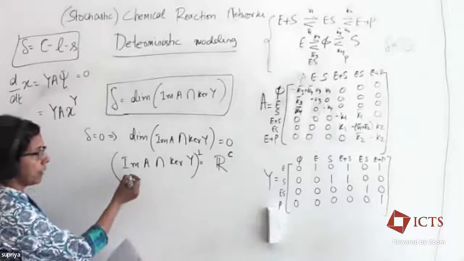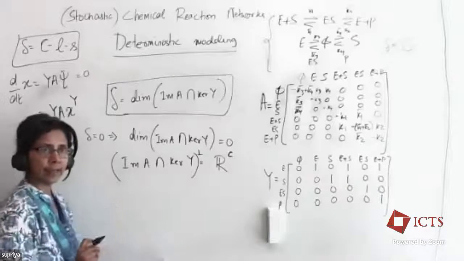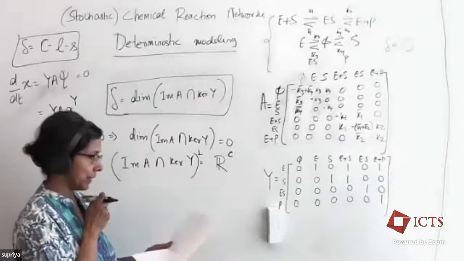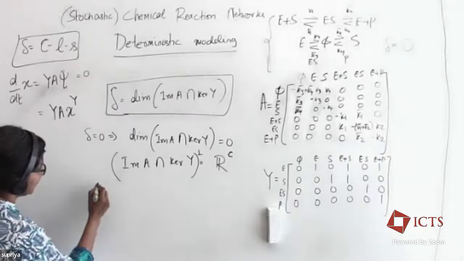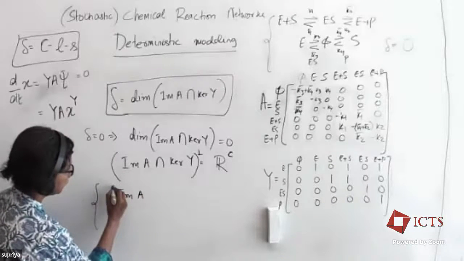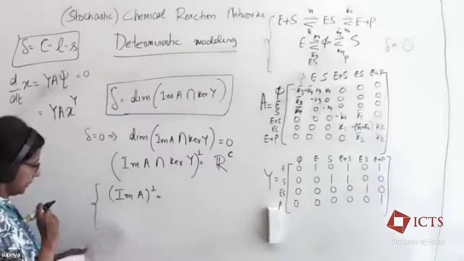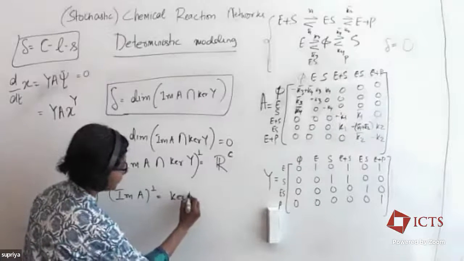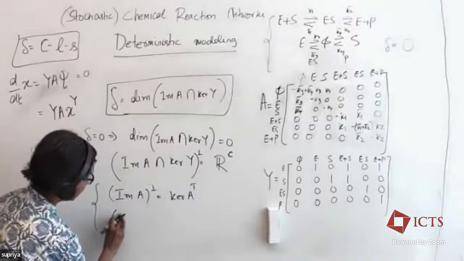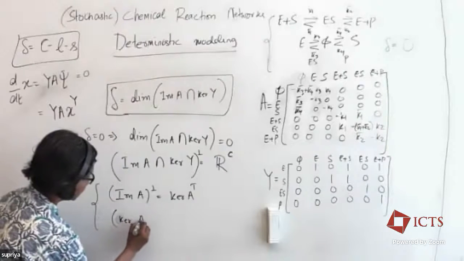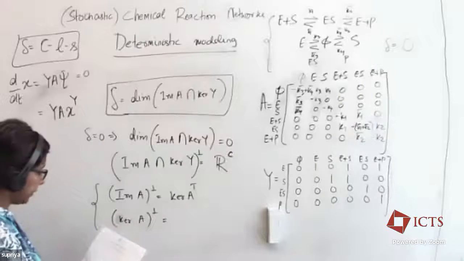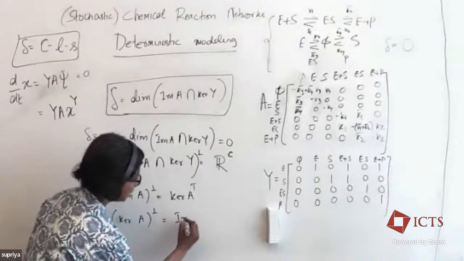Now we have to understand a bit more what's going on here. It's one of those things that's a bit hard, so you just have to stare at it a while to get used to this kind of thing. Namely, image of A orthogonal is equal to the kernel of A transpose. And the kernel of A orthogonal, any matrix A for the moment can be any matrix, is the image of A transpose.